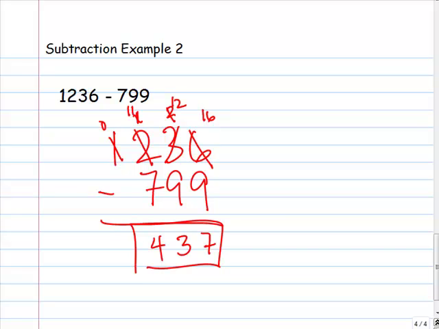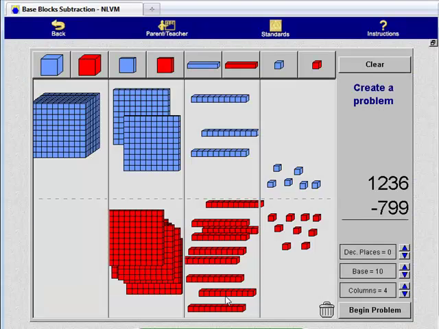Let's get a visual of this using manipulatives and see what we can do or how we can see the borrowing. This is a setup, 1,236 minus 799. That's the same problem that we had. When we try to subtract this, we have more numbers in the bottom. We have more numbers that we're trying to subtract from the number that we have on top.